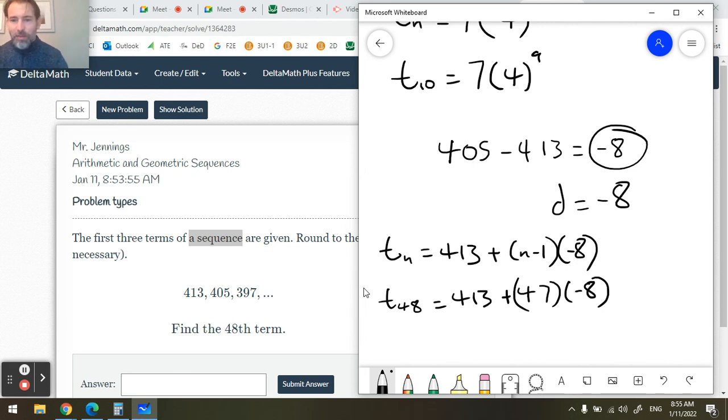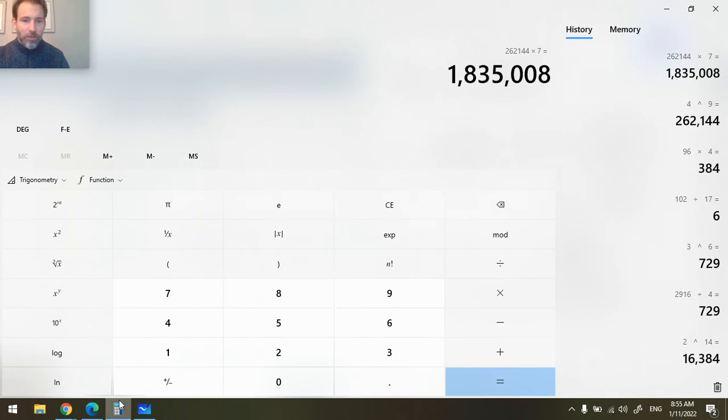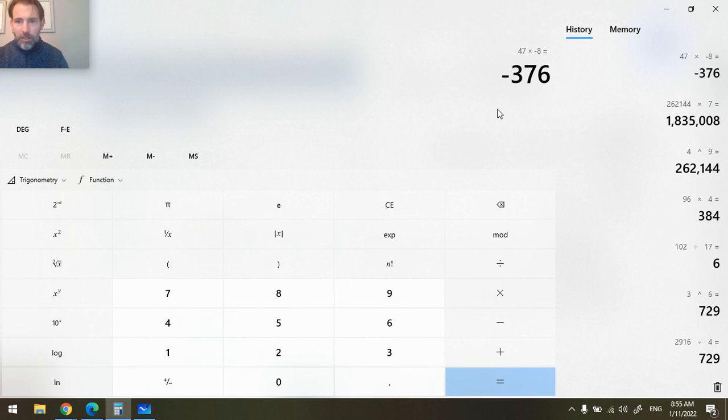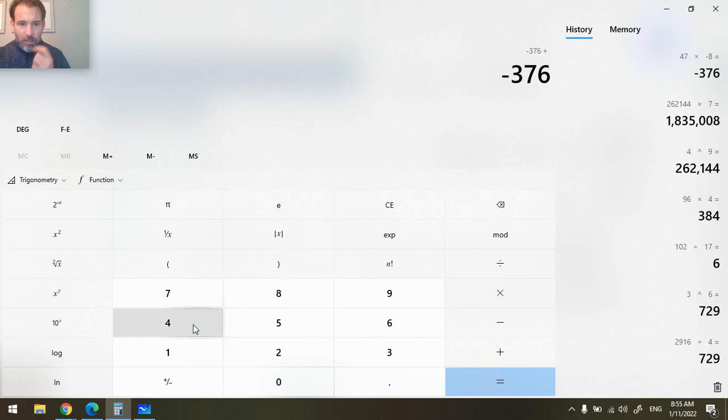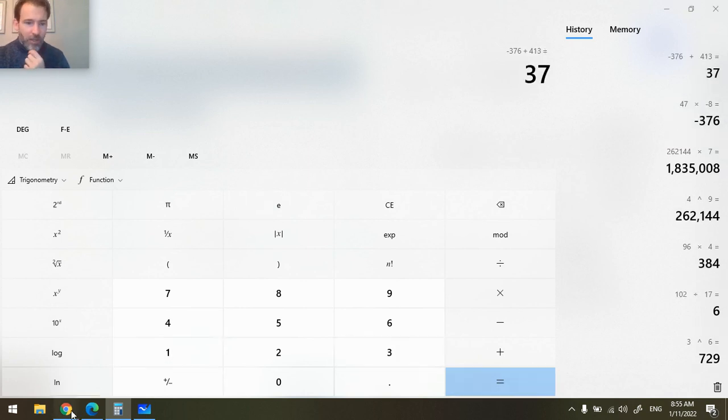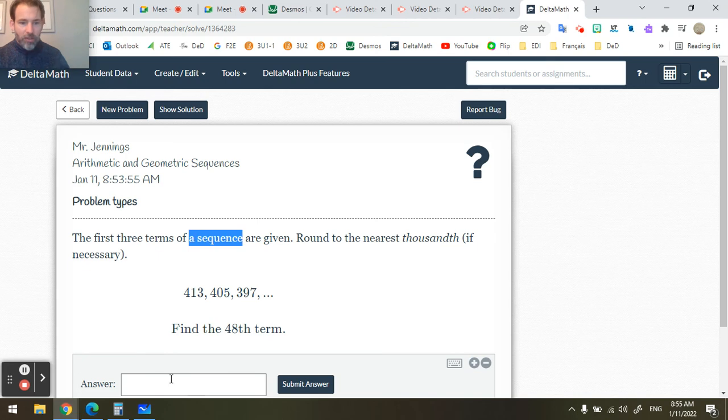Okay, so 47 times minus 8. I don't want to do that in my head. So I'm going to do 47 times 8. I'm going to make that number negative. I'm learning my calculator. And then I'm going to add that to the first term, which was, I forget, 413. So that equals 37. So the answer that Delta Math is looking for is 37. Go ahead and throw that into Delta Math. Enter, enter. Hey, hey. Oh, that feels so good.